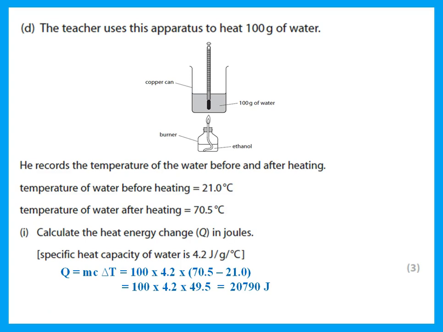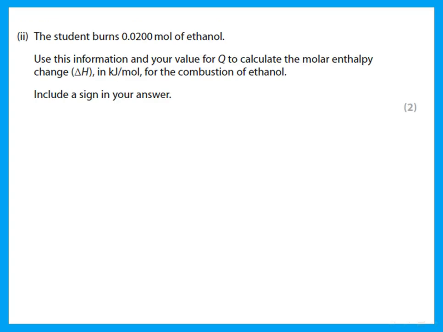Then he says the student burns 0.02 mole of ethanol. Use this information to calculate delta H. How do we get delta H? You should realize delta H is Q over n. The Q, if you put it in kilojoules, you divide by 1,000. So this 20,790 is the answer that we got previously, divided by 1,000. Then you divide by the number of moles.